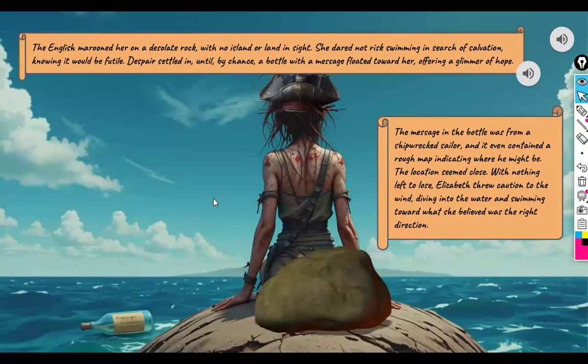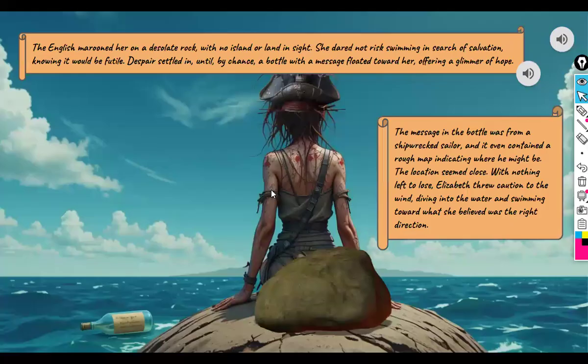The English marooned her on a desolate rock, with no island or land in sight. She dared not risk swimming in search of salvation, knowing it would be futile. Despair settled in, until, by chance, a bottle with a message floated toward her, offering a glimmer of hope.